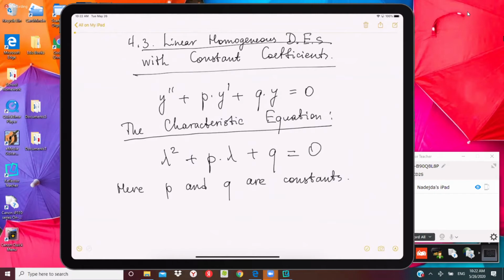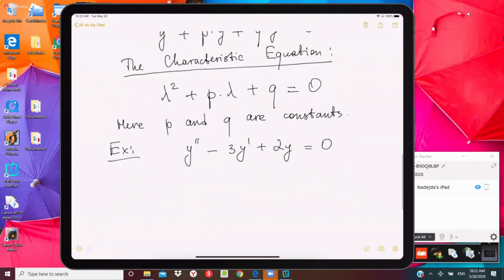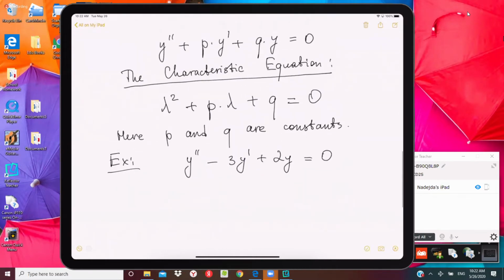Excellent. So let us try to build a characteristic equation for an example. Here is the differential equation: y double prime minus 3y prime plus 2y equals 0. So please tell me, what is p and what is q?